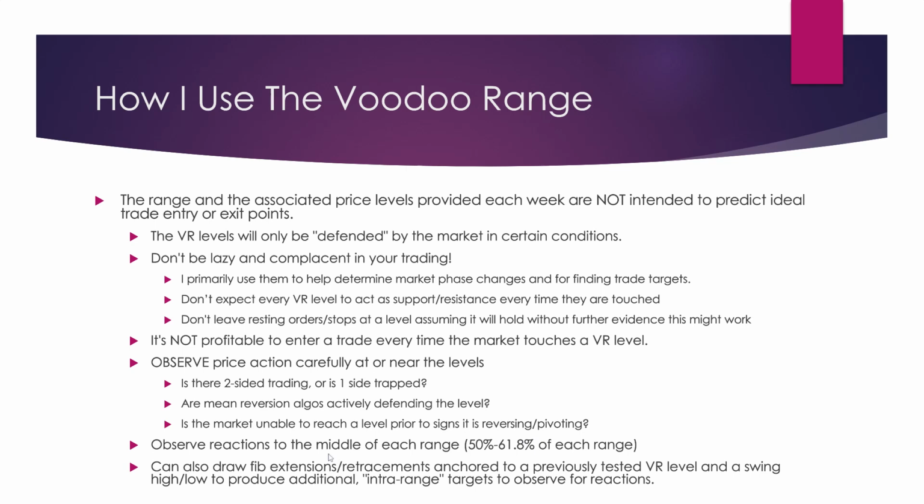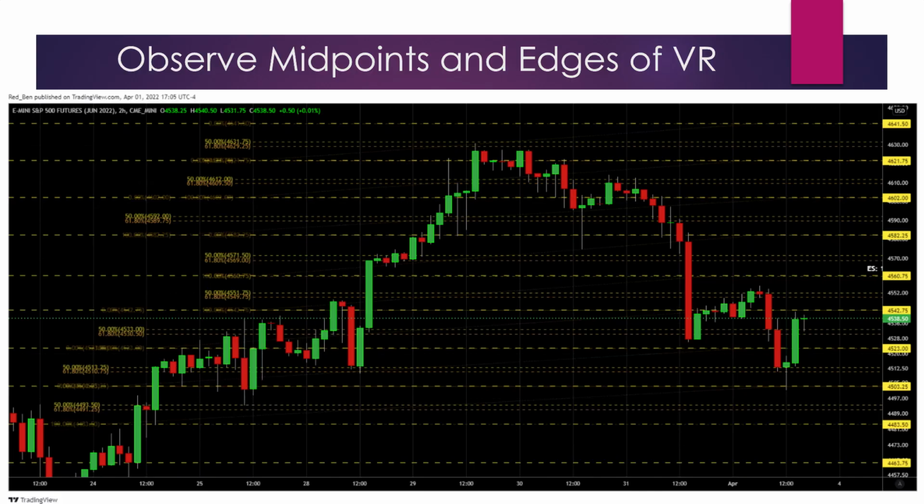In addition, I can show you how to draw fib extensions and retracements to find other inter-range targets. And those are primarily, again, to look for reactions, to observe, not necessarily to trade. So when I talk about observing midpoints, I know this is a lot of lines, so I'm sorry it's a little bit overwhelming. I've removed the volume because there's plenty of things to look at here, but realize volume is also important.